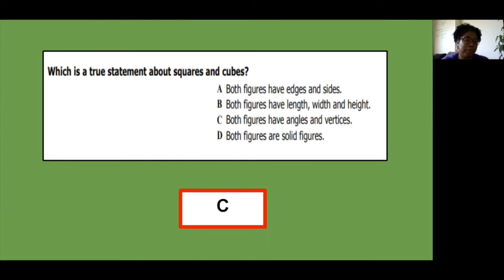So we're left with 50-50, A and C. And which is the best? Both figures have angles and vertices. And if you think back to our charts we completed at the beginning of the lesson, it tells us that they have angles and they have vertices.